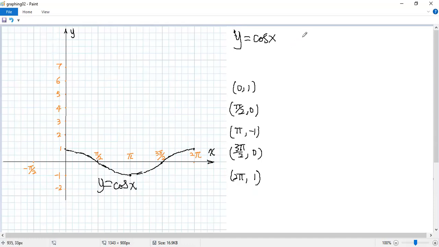Let's see how to graph sinusoidal functions based on cosine. Say y equals -2 cosine bracket 2x plus half pi bracket plus 3. Again, let's see how to transform the key points of cosine to the key points of the target function.